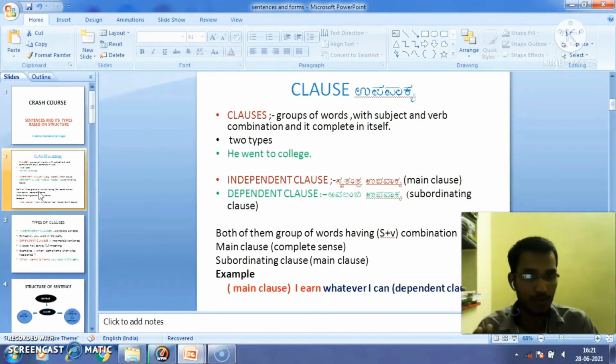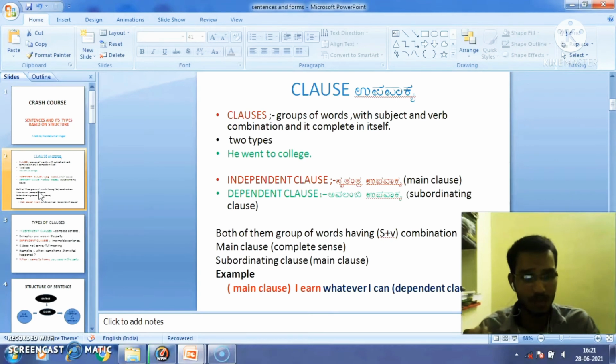Based on the functions of a clause, we have divided clauses into two types. An independent clause is also known as a main clause. A dependent clause is also known as a subordinating clause, right? Both of them are groups of words having a subject and verb combination. Independent clause is also called main clause. Dependent clause is also called subordinating clause.